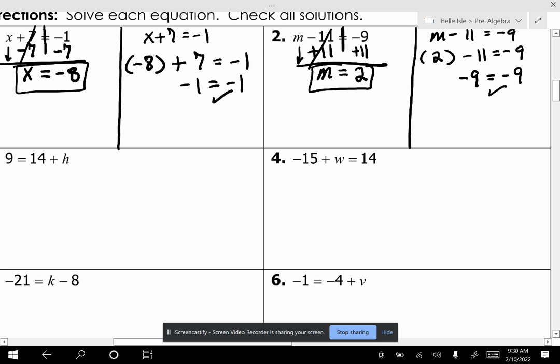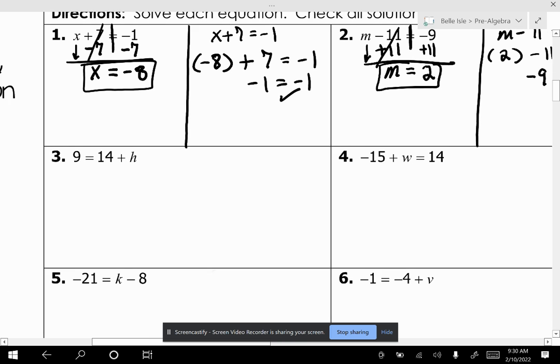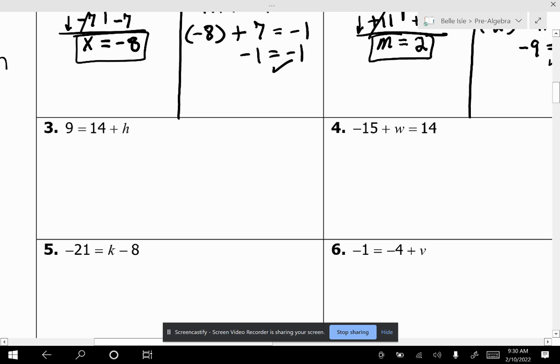Let's look at number 3, and then I want you to try some on your own. Here, let's do number 3, and then we'll move to something else. So we have 9 equals 14 plus h. Do the first 2 things that you need to do, whether it's thinking or actually writing. Go through the process in your head of the first 2 steps you need to go through.